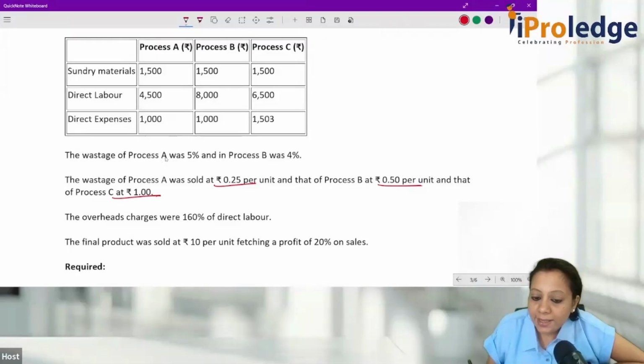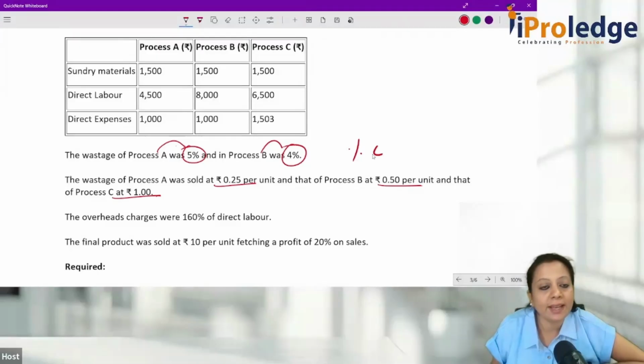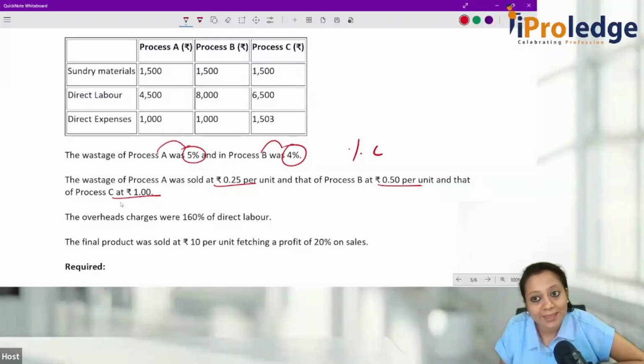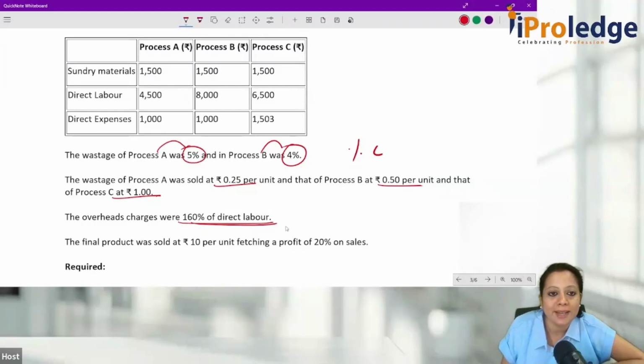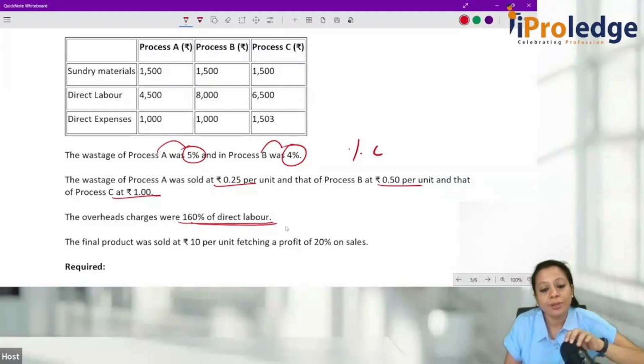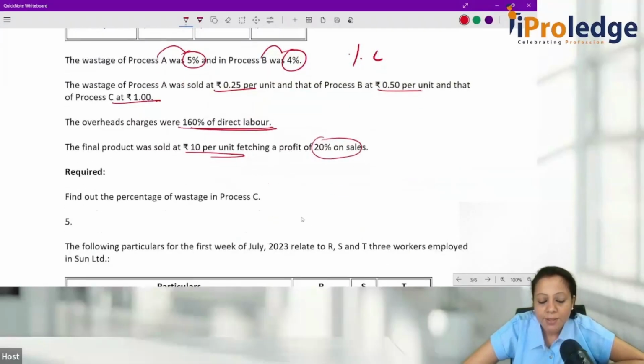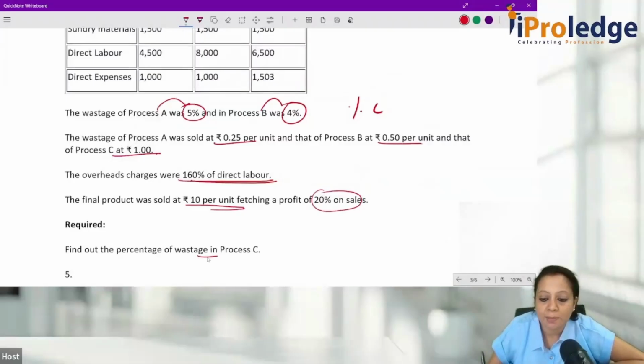But can you all see they have given the percentage for A, the percentage for B, but the percentage for C they have not given. Maybe we can think, okay, there is no wastage, but they have given the rate. The overheads charged is 160 percent of direct labor. I already told you when it is given in the table, people tend to take it. When they have given it in the problem, people tend to forget it. So you'll underline this in the first 15 minutes, right? The final product was sold at 10 per unit, fetching a profit of 20% on sales. Okay, ma'am. So now find out the percentage of wastage in process C.